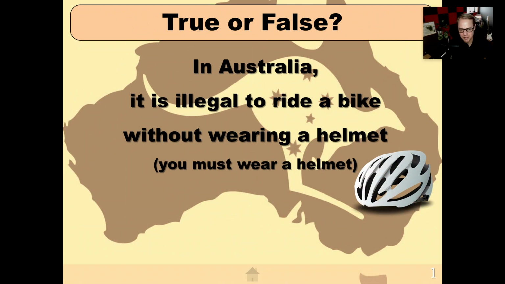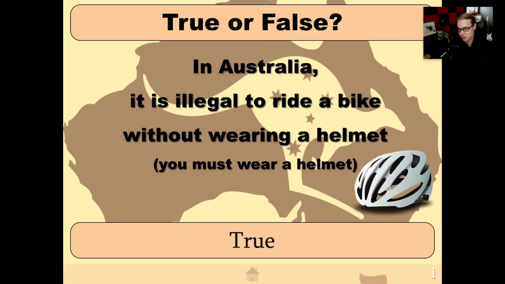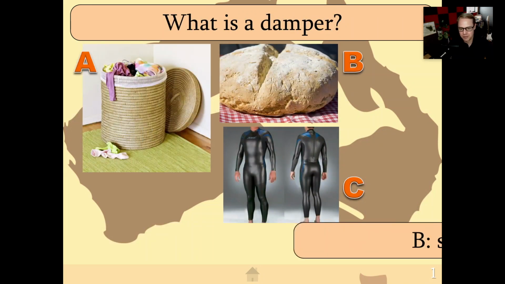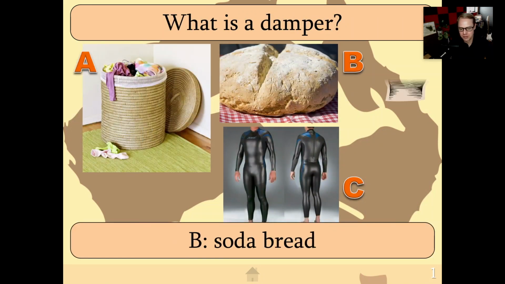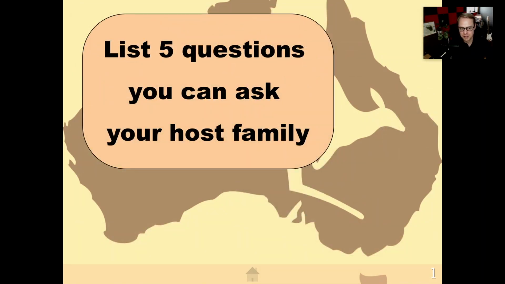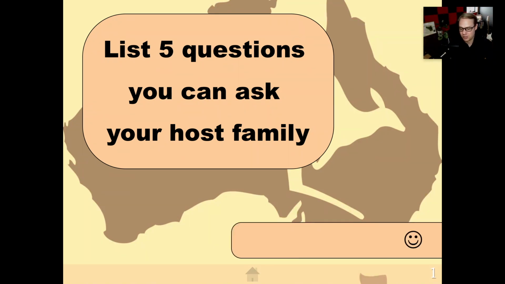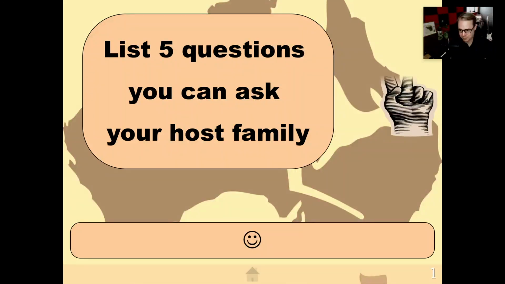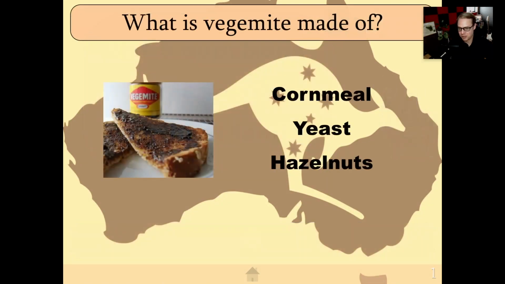Let me see if I can come up with some more of these. Again, I don't want to go through all of these with you in the video. Again, they're just getting point values here. What's a damper? Soda bread. So the teams are gathering points right here. There's 5 questions that you can ask your host family. Again, this was for sending my students abroad to visit Australia. Okay, so they're building up their points still.